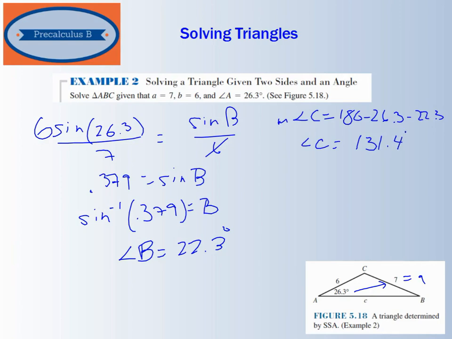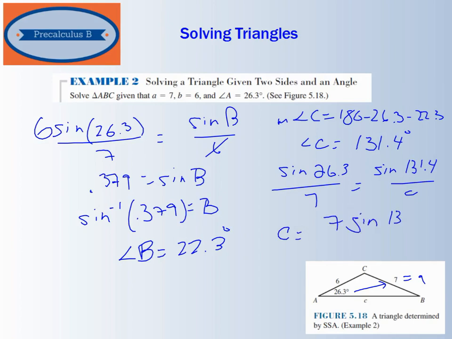degrees. So now that I have this, I can go ahead and set up my law of sines again. We can say sine of 26.3 over 7 is equal to sine of 131.4 over C. And if we do our cross multiplying and dividing, we find that C is going to equal 7 times the sine of 131.4 divided by the sine of 26.3.